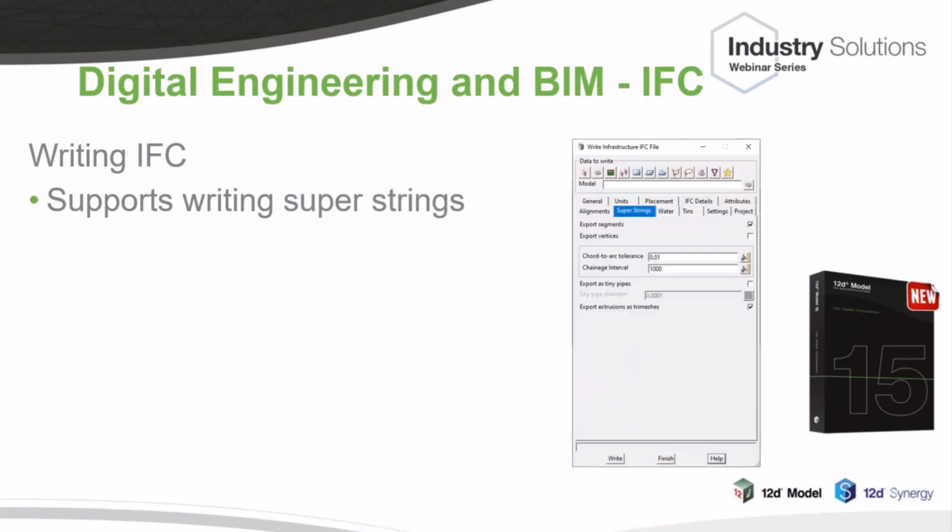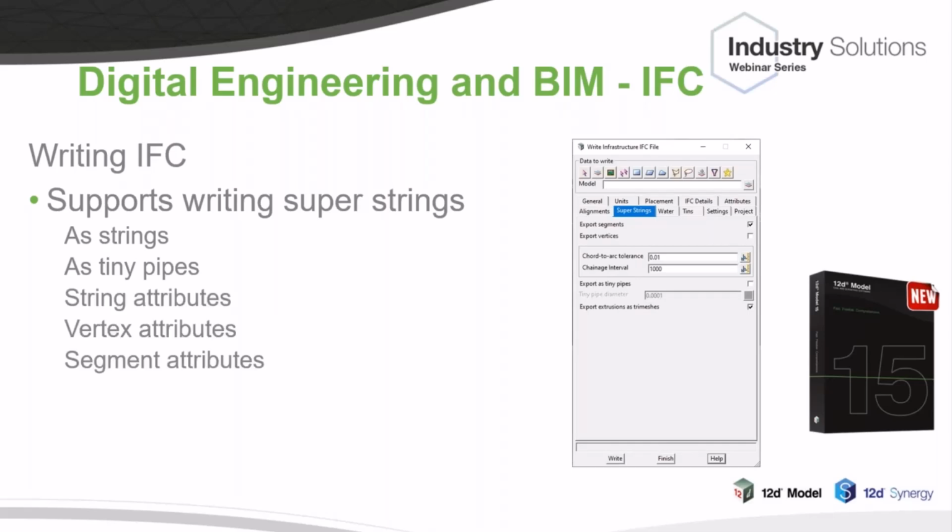It also can support writing superstrings, so you can write them as strings, or if something can't read strings, you can put them out still like tiny pipes like before. You can have string attributes, vertex attributes, and segment attributes. So basically, you can write out your survey data, superstrings, into an IFC format and read it back in and get your same superstring setup. With extrusions, they can go to swept paths, or if things can't use swept paths, you can put them out as tri-meshes. We often have to put lots of data out as tri-meshes because virtually every package that can read IFC can read tri-meshes. So basically, if all else fails, put your data out as tri-meshes.